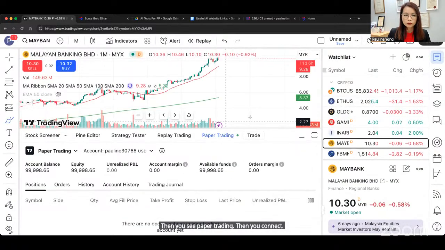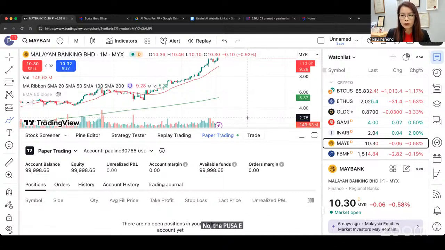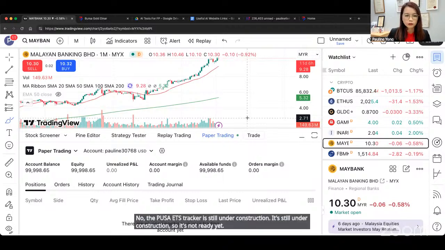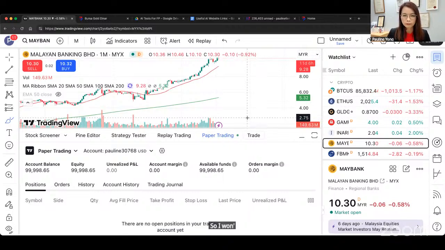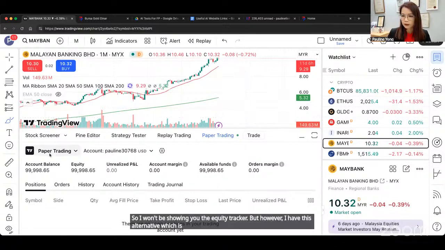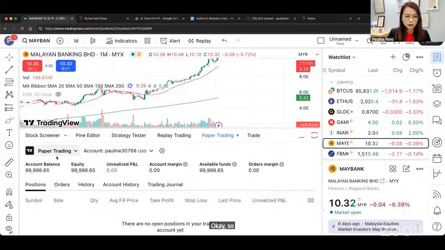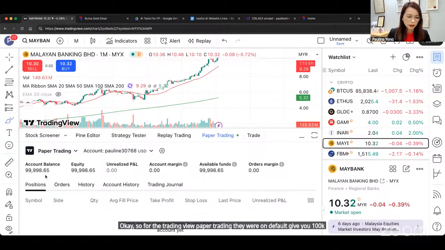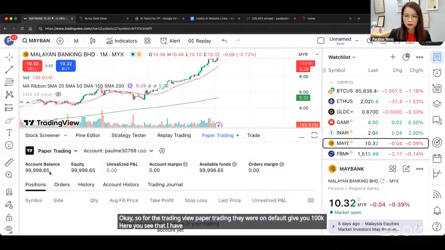No, the Bursa ETS tracker is still under construction, so it's not ready yet. So I won't be showing you the equity tracker. However, I have this alternative, which is paper trading. Okay, so for the TradingView paper trading, they will by default give you 100K. Here you see that I have lost $1.